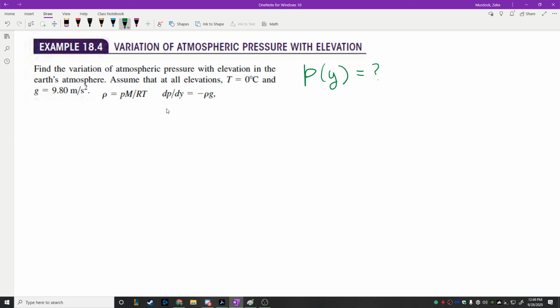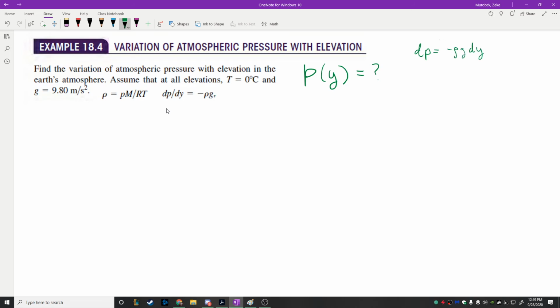So I said we're going to do this with these two equations. The equation on the left was the ideal gas law equation. The equation on the right is the way in which pressure changes with depth. If this equation looks weird to you, just to remind you, you can write it in a different way. You can write it as dP is equal to negative rho times g times dy.